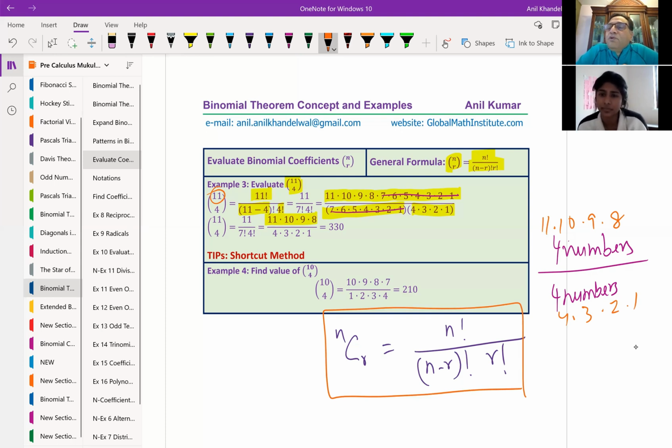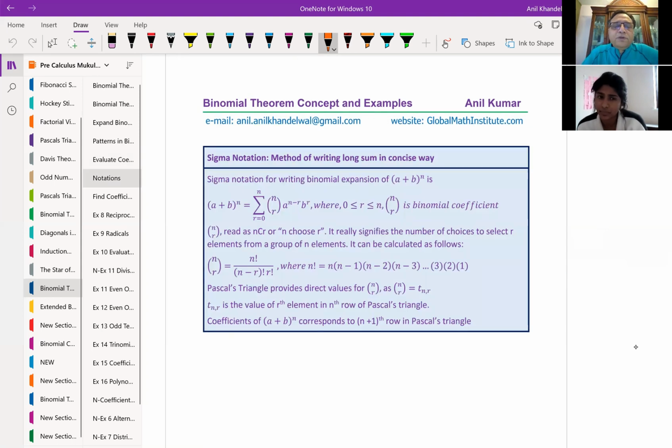So if I want to calculate, let us say, 25C3, that means it is 25 times 24 times 23 in the numerator and 1 times 2 times 3 in the denominator. Simple as that. Three terms, starting with 25, three down, and starting with 1, three up. That's how you calculate nCr. Is that clear?